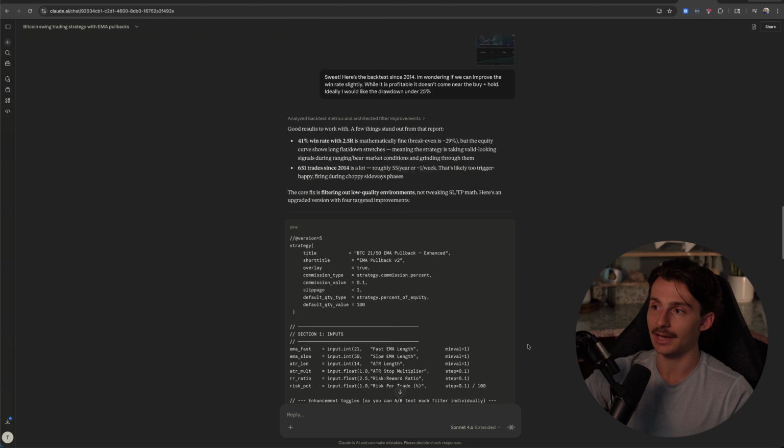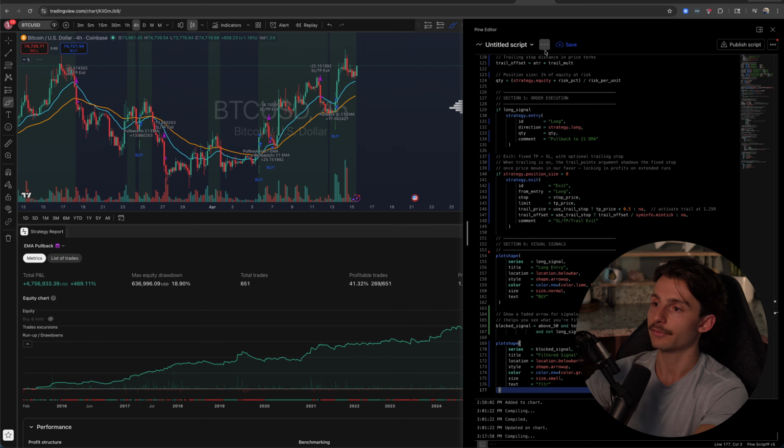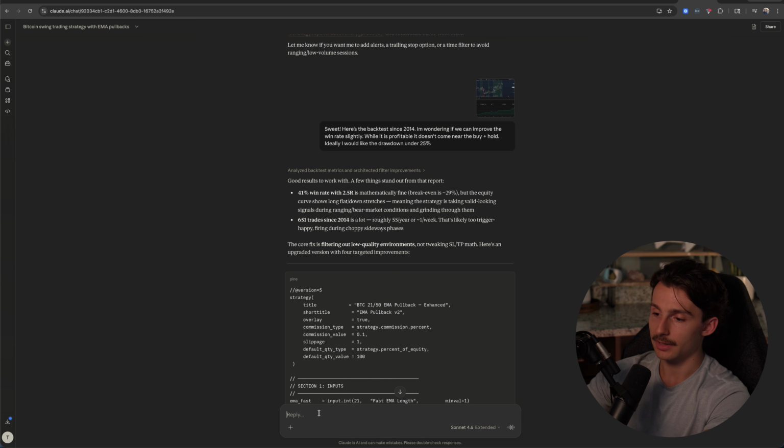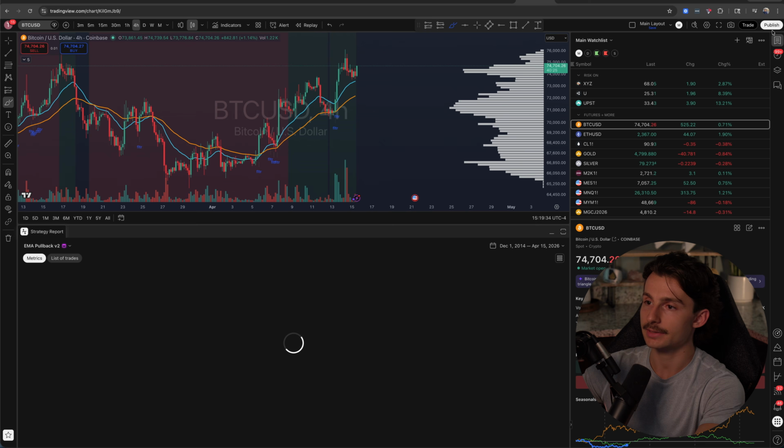Does that make sense? And then go back to the strategy, copy it, paste over what we had, refresh it, and let's see if we can beat, oh, we got an error. If you ever get an error, just copy the error code, send it back to Claude. It'll fix the error and then give you the new code. Compiling, we now have a backtest and it performed worse.